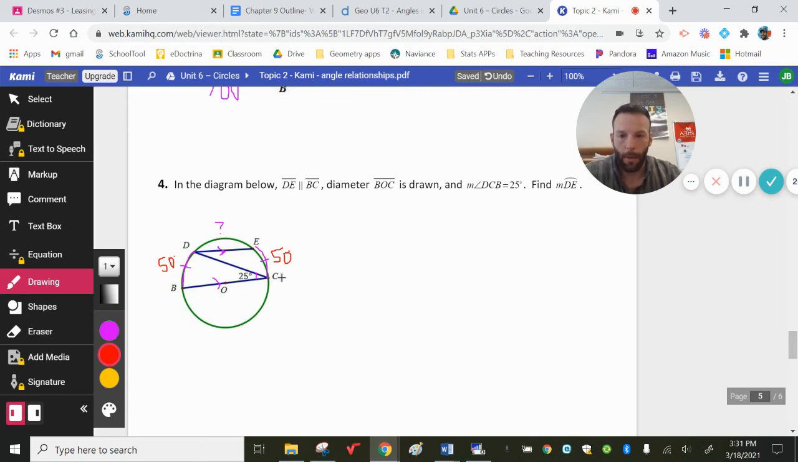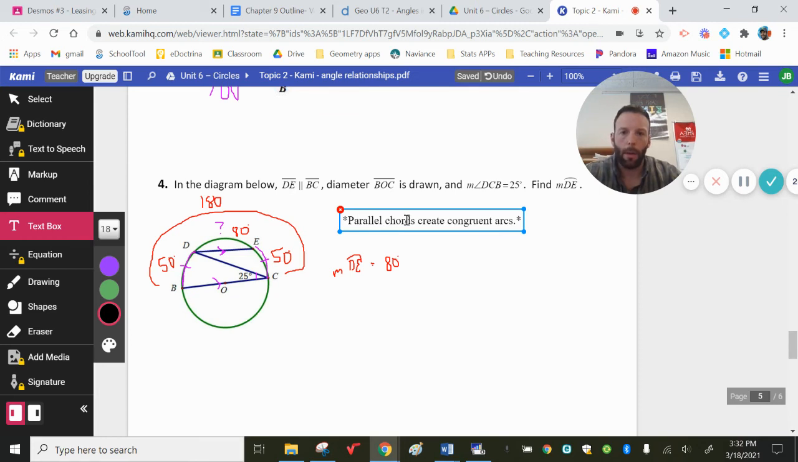Well, a diameter creates a semicircle, so the entire arc all the way around here is exactly 180. Since I've already got a 50 and a 50, I've got 100 degrees so far. That means that this arc must be an 80-degree arc. I'm not going to go through the steps of justifying this time, but the measure of the arc DE must be 80 degrees. Just as a little reference here, parallel chords create congruent arcs. That was the piece about why those both had to be 50.